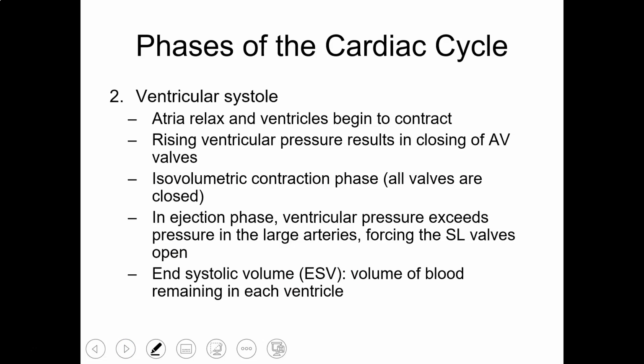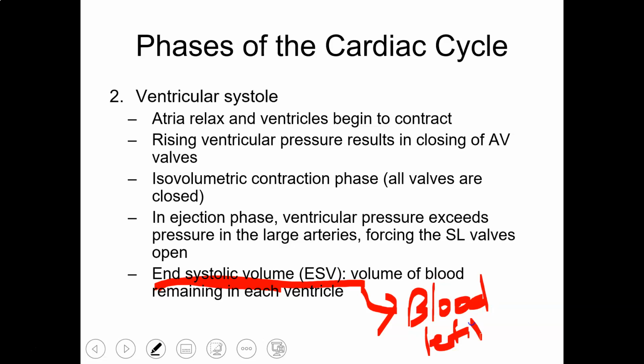Then the ventricles contract. Atria relax, ventricles contract, pressure goes up, and we shove blood out. This brings us to our second value, end systolic volume. End systolic volume is the amount of blood that's remaining in each ventricle at the end of ventricular systole. Translation, this is blood left behind. This blood did not make it out of the heart. It's the blood that's still in the heart.